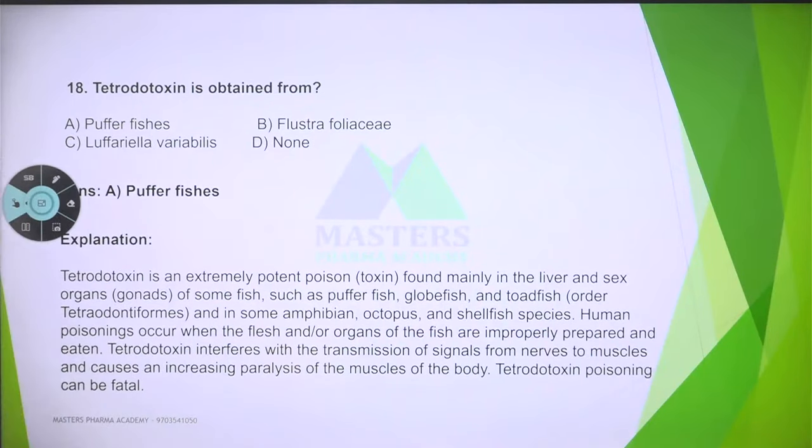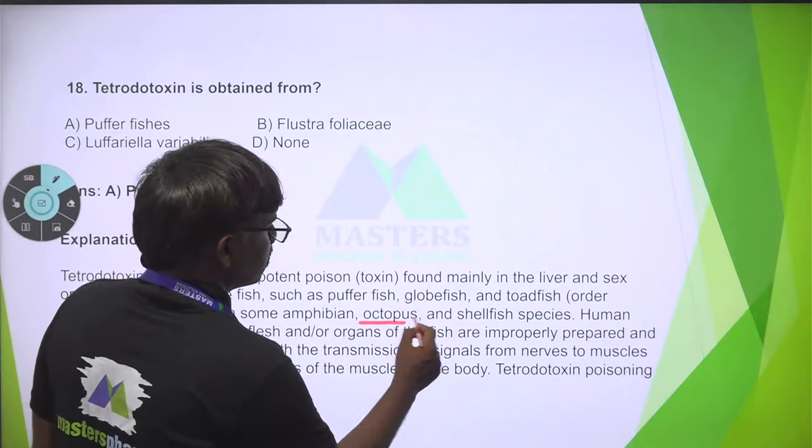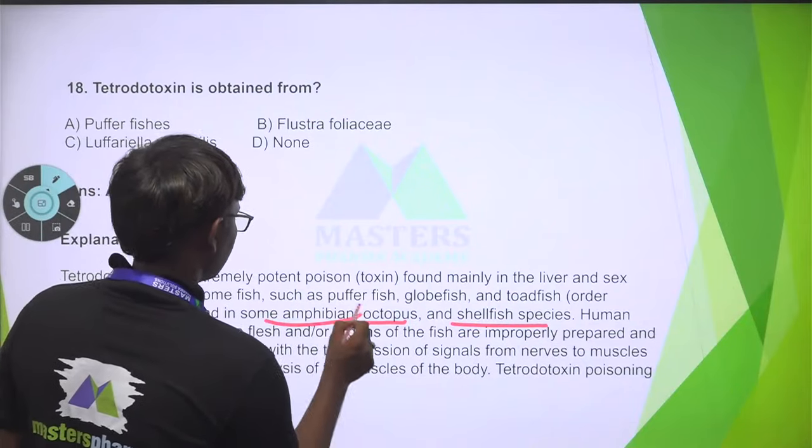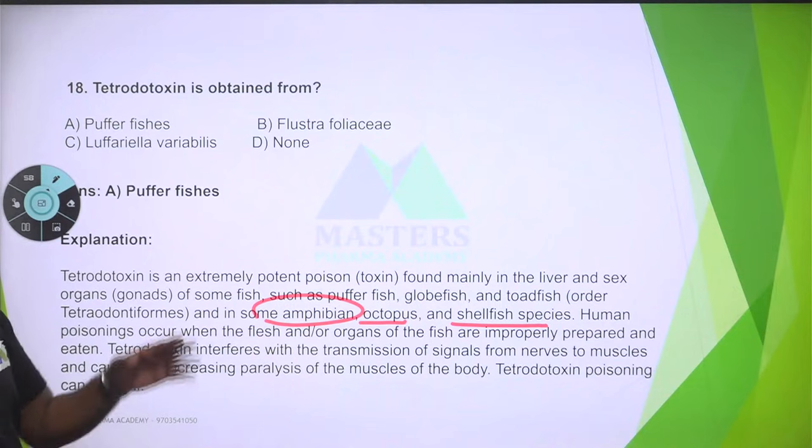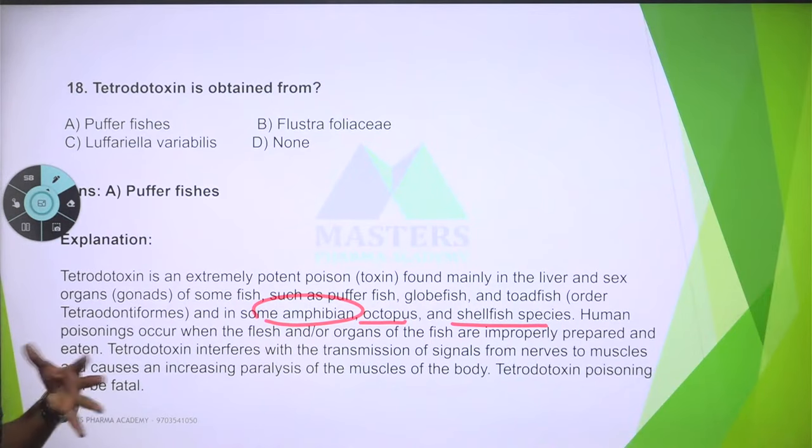Fish food, right? It is also contained in some other animals like octopus, shellfish, and some amphibians also contain this poison. It protects itself by using this poison. Because of the poison, whichever predators come will run away from its place. So what is the mechanism of action, how does it interfere with other organisms? It interferes with the transmission of signals from nerves to muscles and causes an increasing paralysis of the muscles of the body. When this tetrodotoxin enters the body, it causes paralysis.